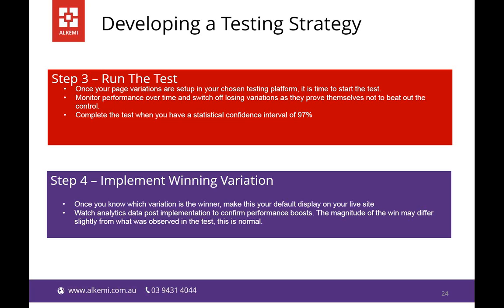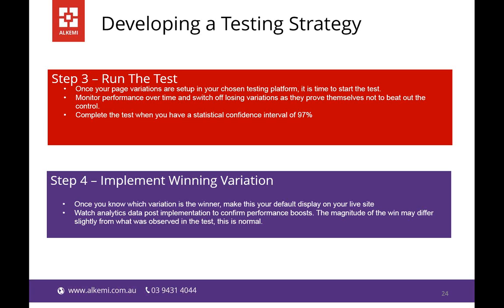Switch off losing variations once they've proven they are worse than the original. Help speed up your test resolution time. And only complete the test when you have statistical confidence levels that are moving up around the 90%, 97% area. That's really where you want to be to be certain that you're going to have a great result.